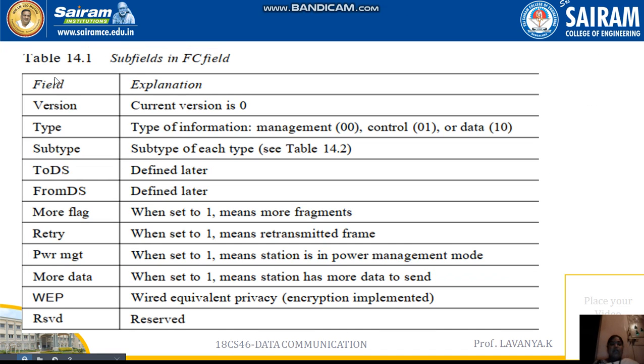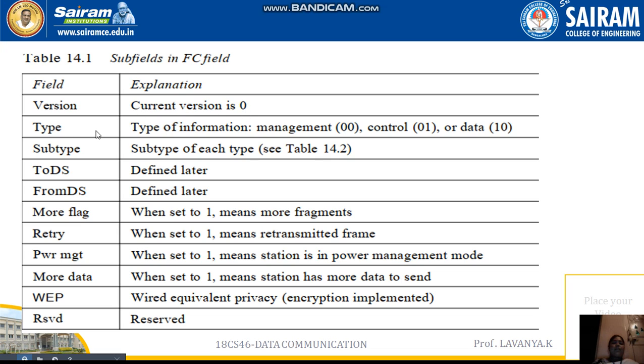This is the table. It contains our frame format. These are all the fields, and each field has its explanation here. Version tells the current version of the frame format, whether it is the current version or a previous version. The frame format we are using now is the current version, and the current version is 0.